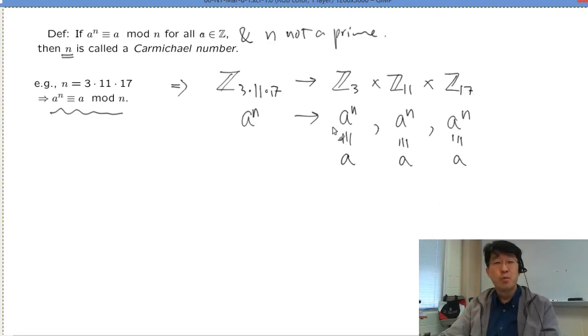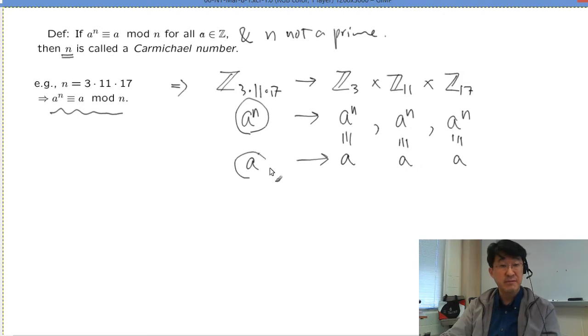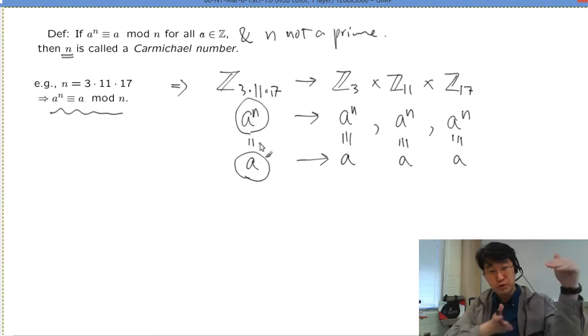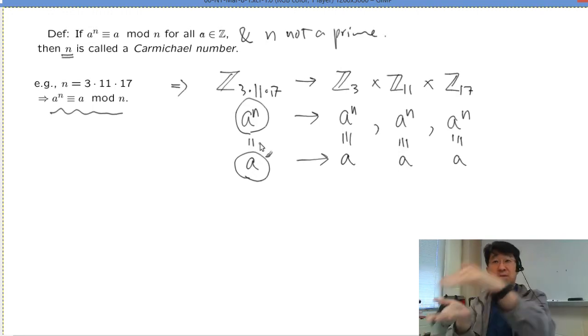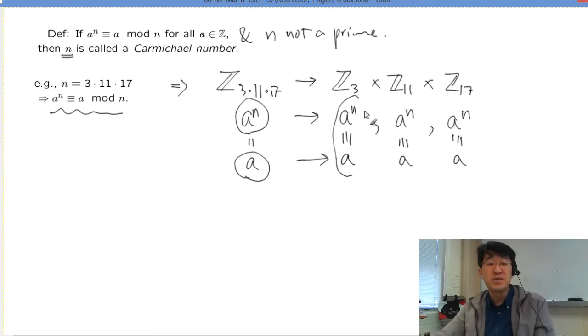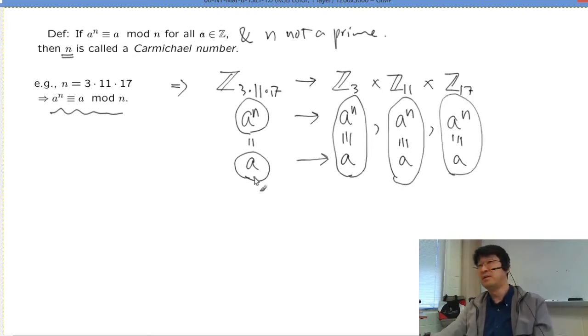But now, what is the preimage of this one? a came from a. So there are two elements, a to the n and a, mapped down to the same image. In what scenario can you conclude these two must be equal to each other? The bijective property of the Chinese remainder theorem map. No two different elements go to the same image, so they must be the same element in the first place. So if you show they are congruent in each component, that establishes these two are equal.